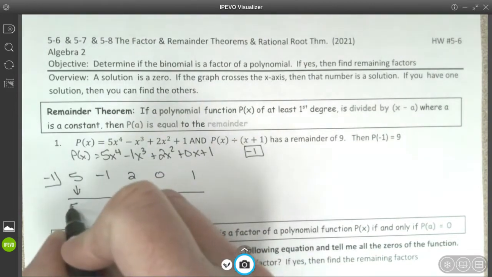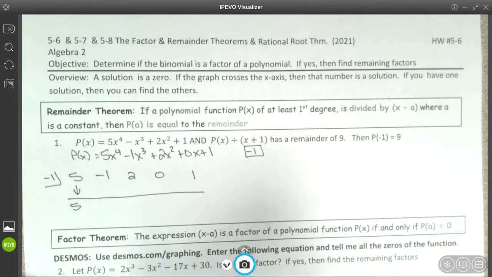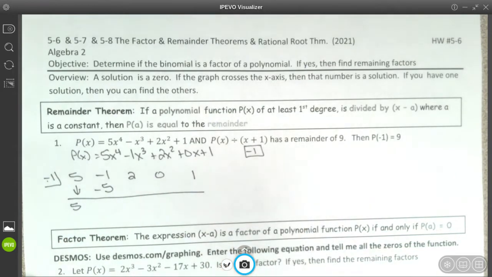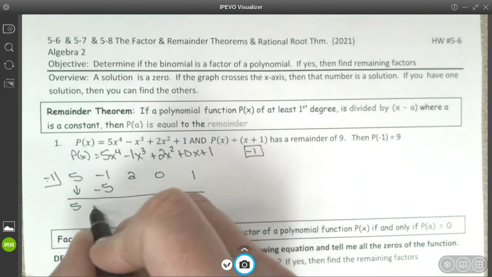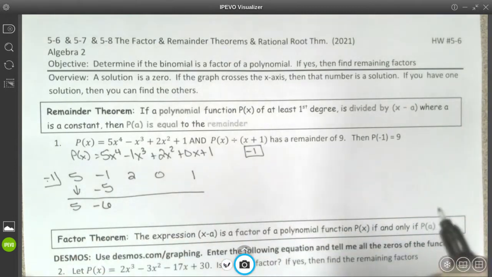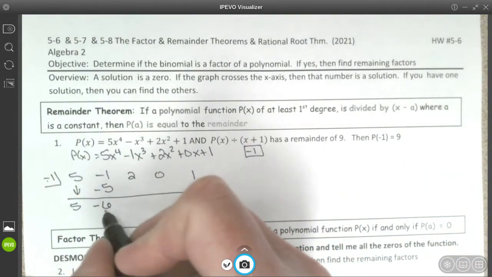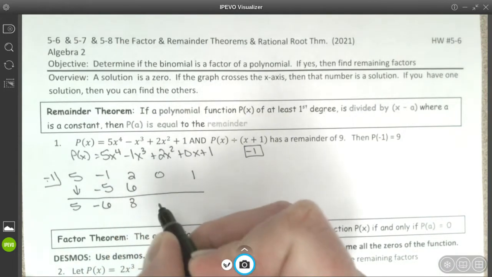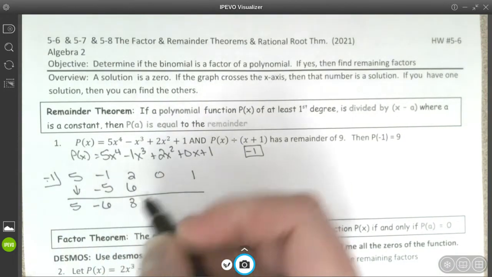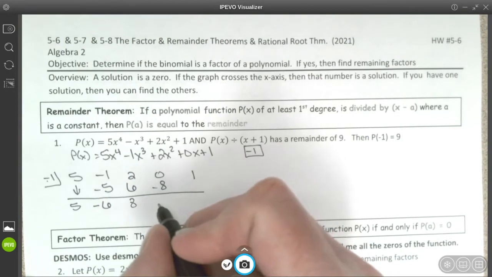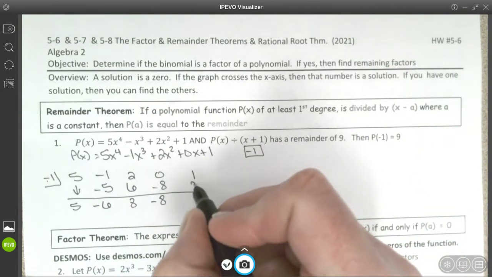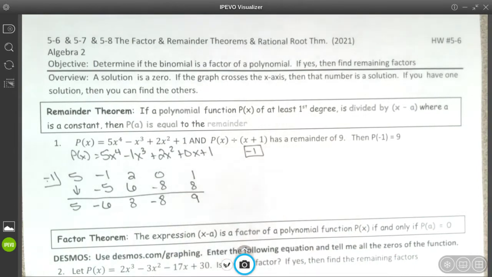We're going to bring the first one down, and then we're going to multiply. -1 times 5 is -5. And then we add down. Multiply. Negative times negative is +6. Add down. Multiply. -1 times 8 is -8. Add down. Multiply. You get a +8. Add down, you get 9.